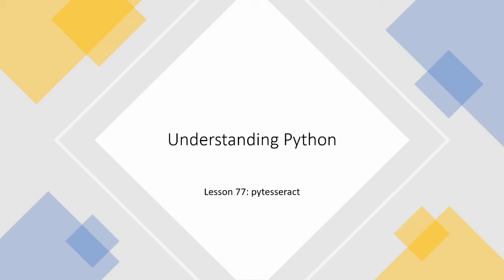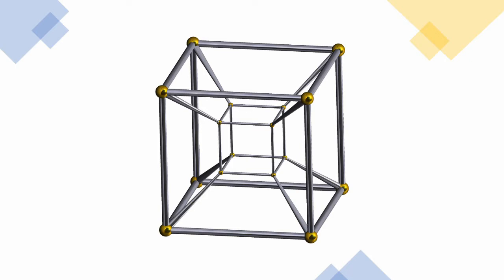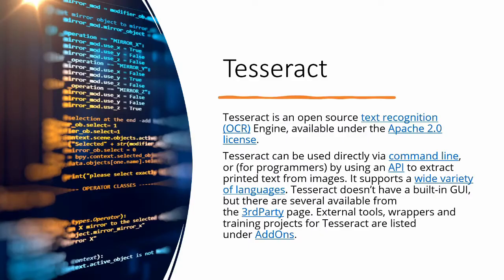Welcome back. Today we're going to be looking at pytesseract in Python. But before we look at that, we need to look at what tesseract is, which is famous for being a four-dimensional cube. But it's also a text recognition engine that Google have provided, and you can use it via the command line, or there are different APIs. And it doesn't have any GUI, but you could quite easily design your own.